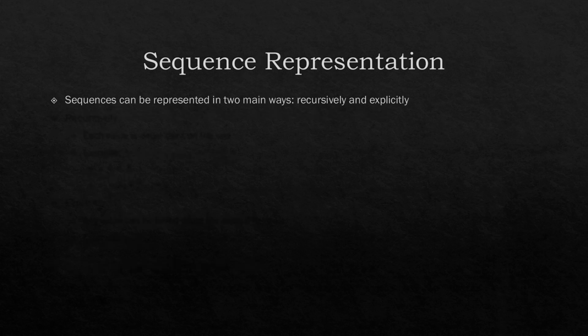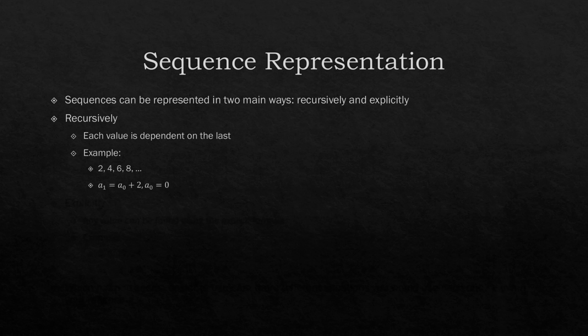Sequences can also be represented in two main ways. These ways are recursively and explicitly. Recursive representations are dependent on what the previous value is, like in this equation. The recursive equation gives you the initial value, in this case 0, and then gives you a rule which you must follow to find the next value. Explicit representations give you a specific formula in which any value can be found. While explicit formulas make it easier to find values, it is much harder to find the explicit formula than the recursive formula.